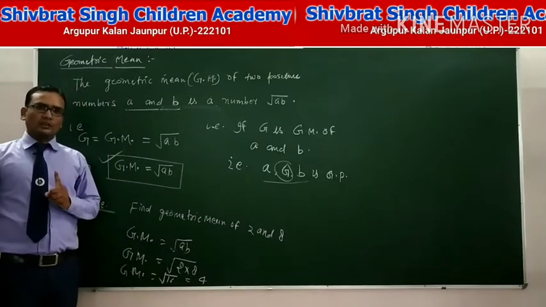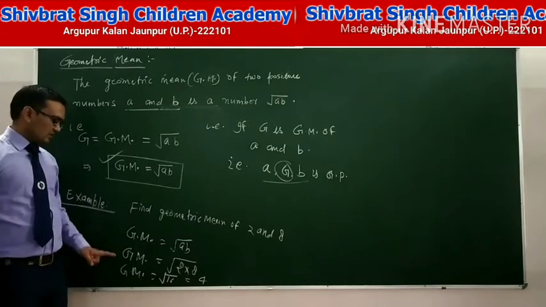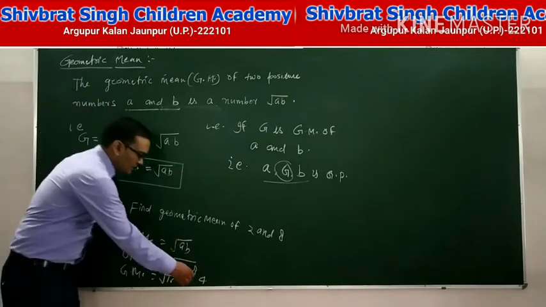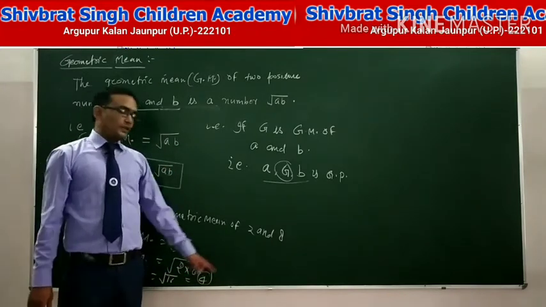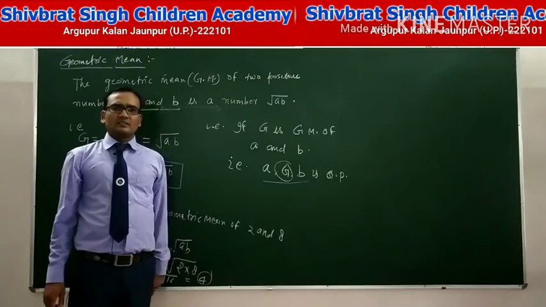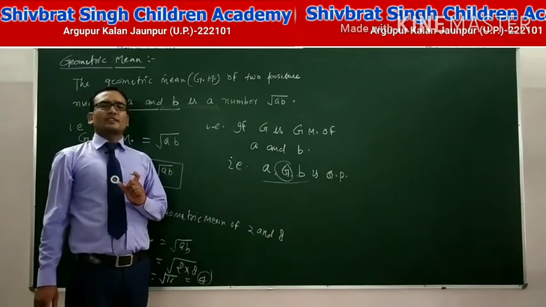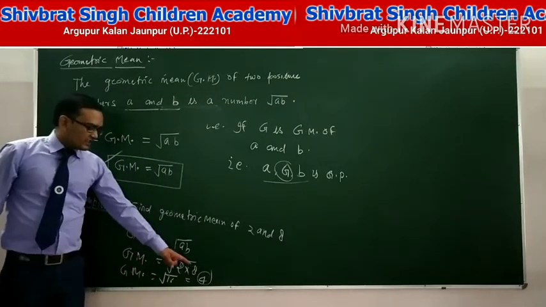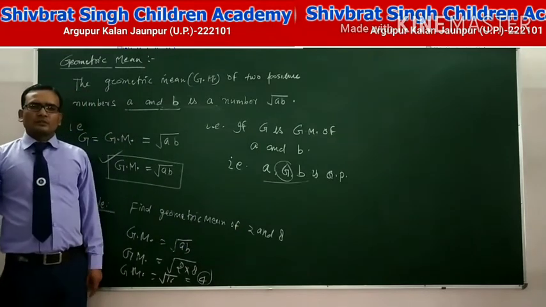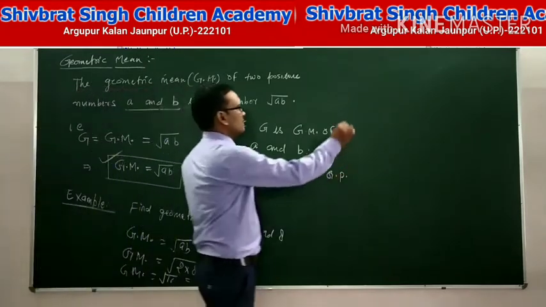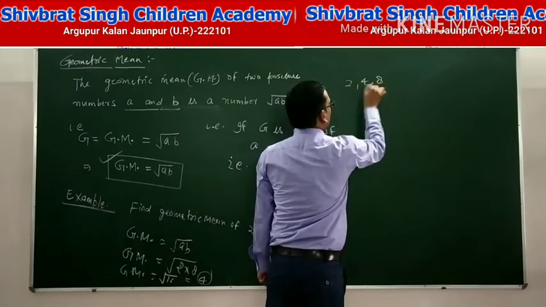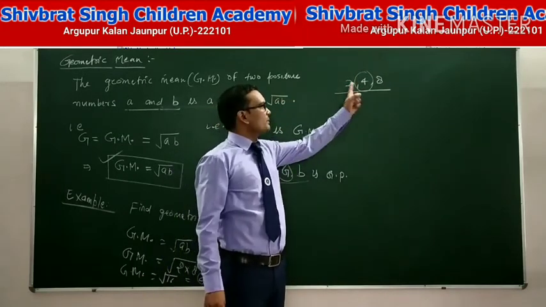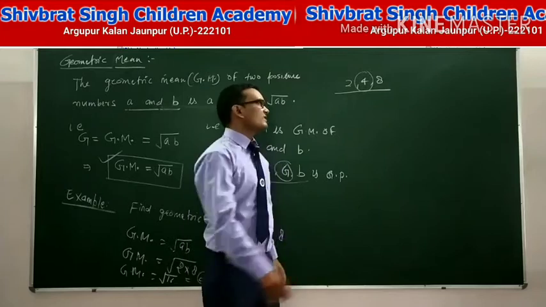First number is 2 and second number is 8. Then the geometric mean of 2 and 8 is 4. 4 is the number between 2 and 8 to make the resulting sequence a GP. Check whether 4 is the geometric mean of 2 and 8. Here 2, 4, 8. 4 is the number between 2 and 8. And check this is a GP or not.